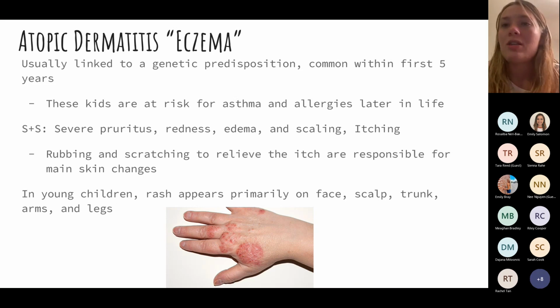But usually you'll see redness, itching, etc. We really want to teach the kids and the families to avoid rubbing and avoid scratching, because this is what's actually going to cause those skin changes. Usually these lesions are limited to the face, scalp, trunk, arms, and legs.